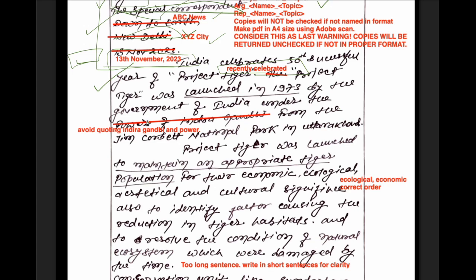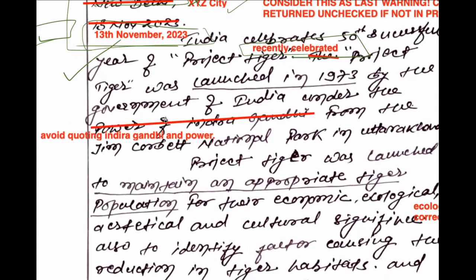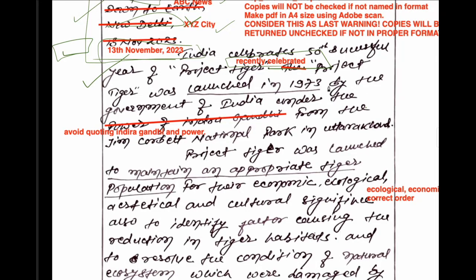Now, a few things to avoid: avoid quoting people who might be controversial. I'm not saying they are controversial, please don't take me the other way. They might be controversial, or they might show a bias on your side or anything, but it is not preferred. Like this candidate wrote about Project Tiger, launched in 1973 by the government of India under the power of Indira Gandhi from Jim Corbett National Park.